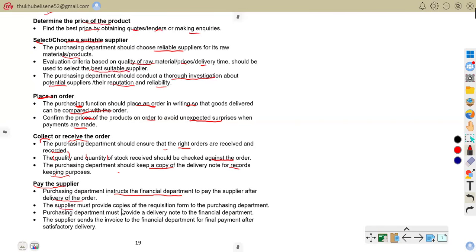So the supplier must provide copies of the requisition form to the purchasing department. The purchasing department must provide a delivery note to the financial department, and the supplier sends the invoice to the financial department for final payment after satisfactory delivery. So that is that.